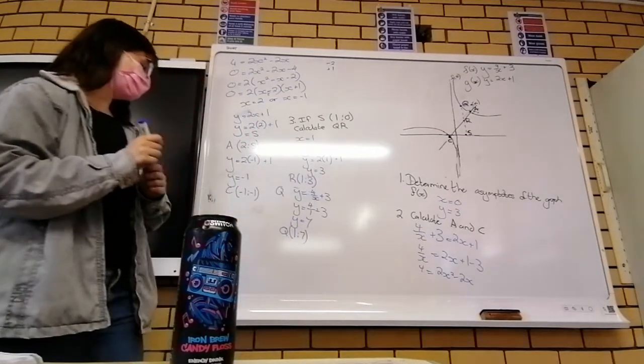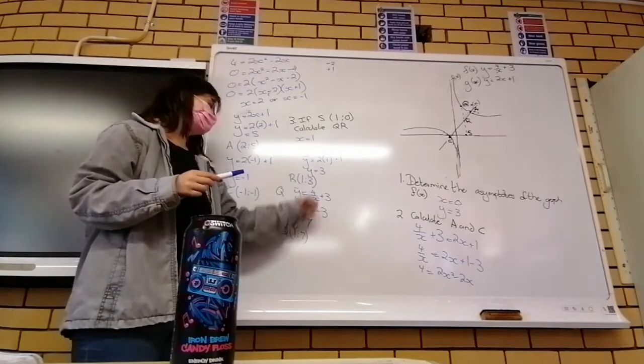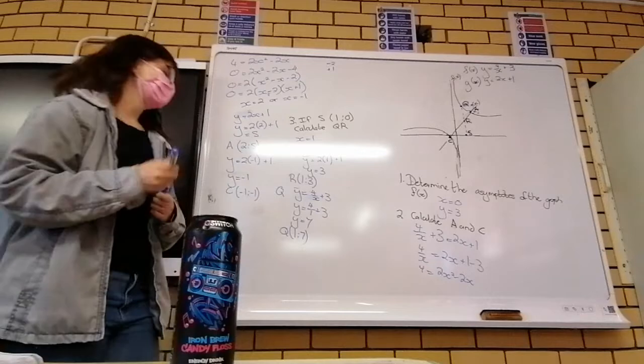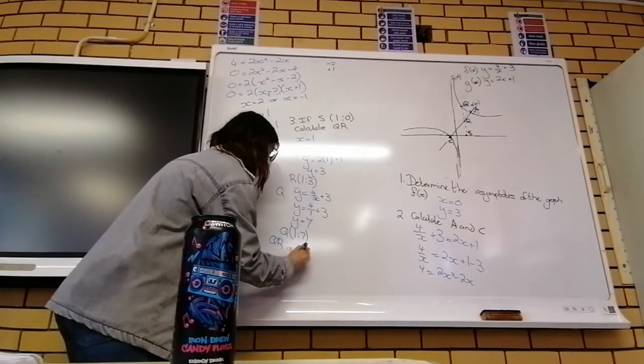Now what's my difference between R and Q? Since this is 3 and that's 7, what's my difference between these two numbers? 4. So QR is 4 units.